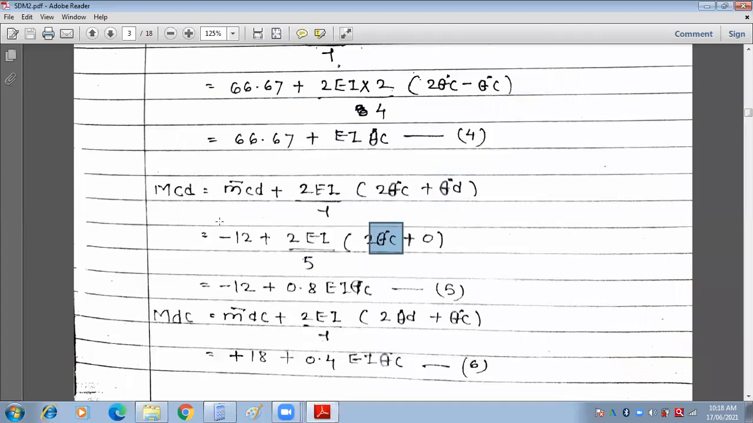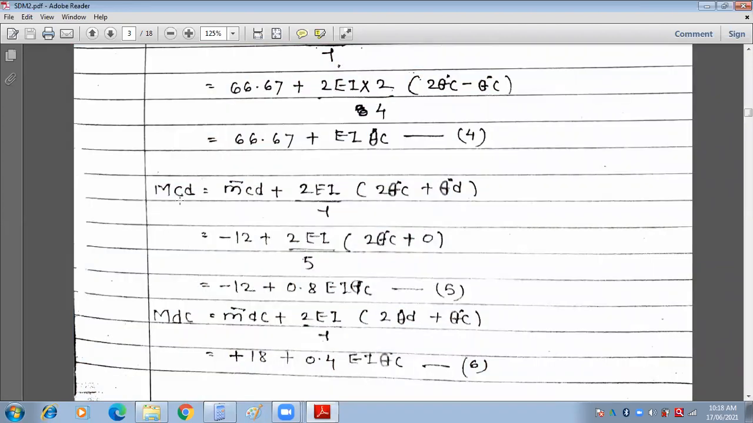Now fixed end moment CD is minus 12. EI value divided by 5, L is 5 meter. Now simplify this term: minus 12 plus 0.8 EI theta C. This will be equation number 5.